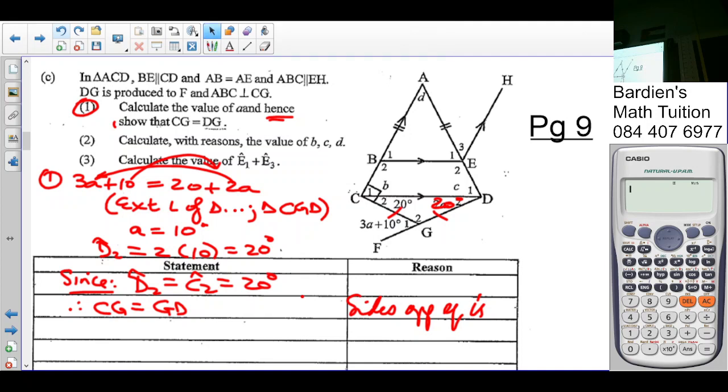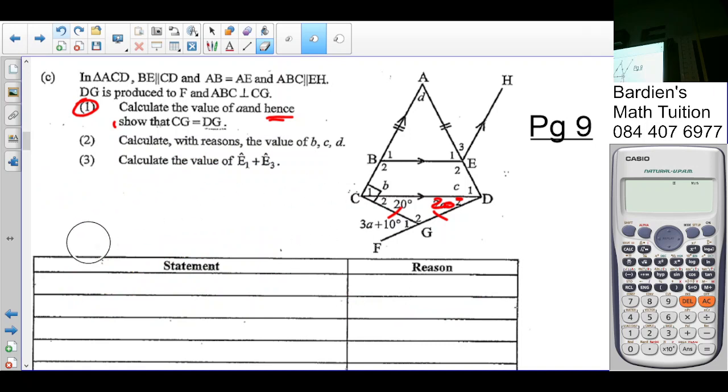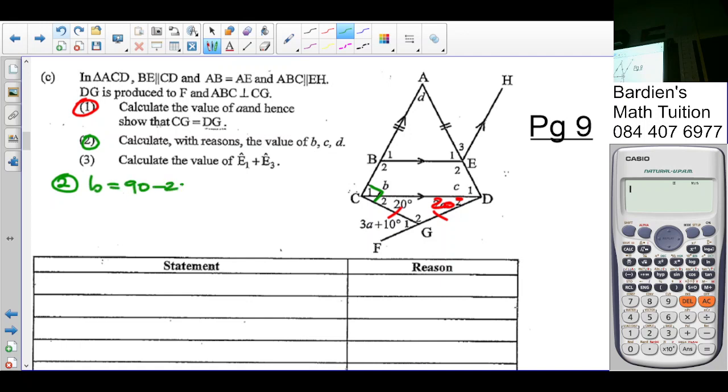Alright, let's carry on. Number two, I'm going to take this off so that I can keep the diagram in focus, okay? Number two, it says calculate with reason the value of B, C, and D. So we said that this here is 90 degrees, so B is equal to 90 minus 20. And what's the reason there? It's given that ACG equals 90. Or we could have said given that ABC is perpendicular to CG. Same thing. Okay? So angle B is going to be 70 degrees.